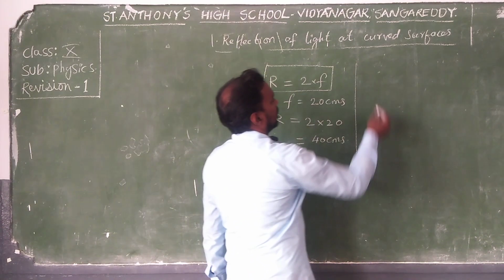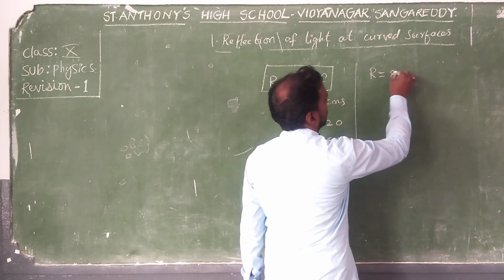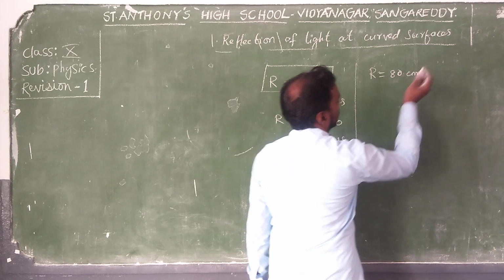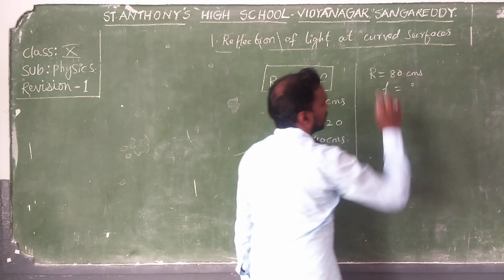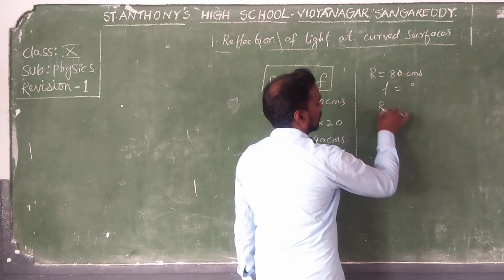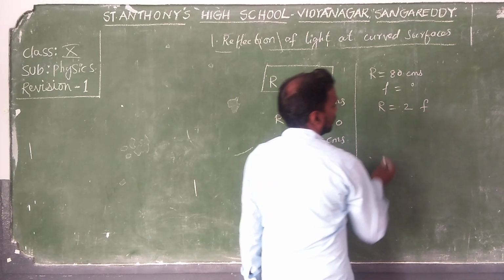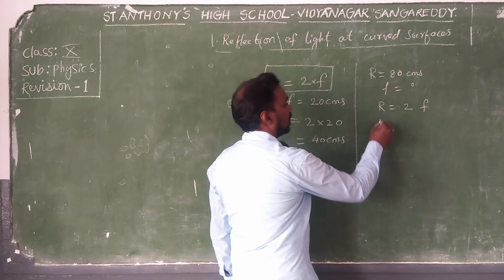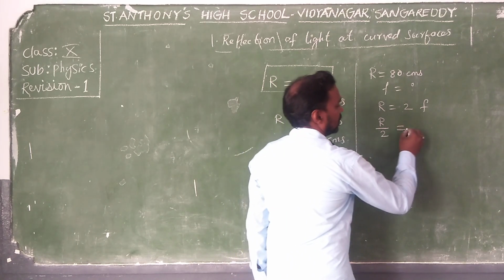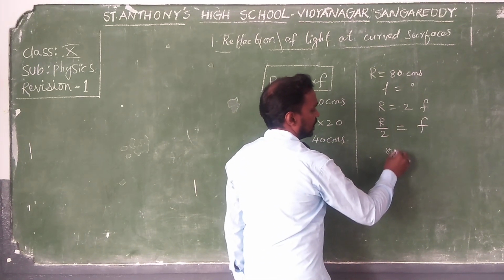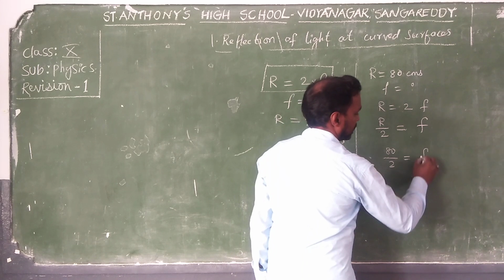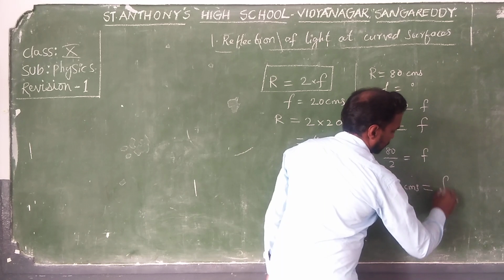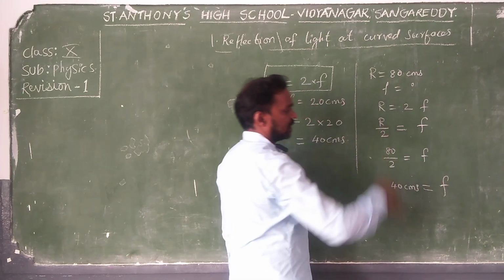Instead, if the r value is given, r is equal to 80 centimeters, then what is the value of f? Now we know the formula, R is equal to 2f. Now you want the value of f, so r by 2 is equal to f. What is r here? 80 by 2 is equal to f. So 40 centimeters is equal to f. Therefore, the focal length is 40 centimeters.